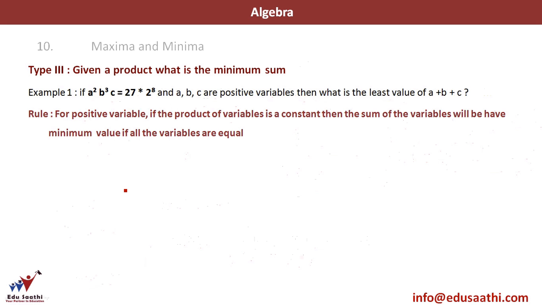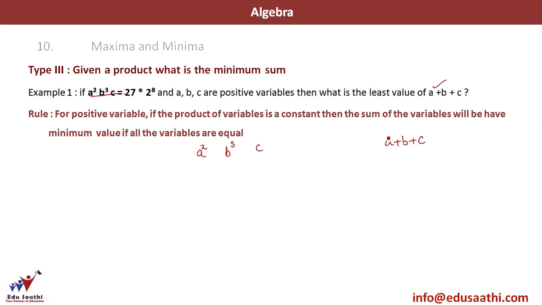Given that a square, b cube and c is equal to 27 into 2 raised to power 8, and a, b, c are positive variables, then what is the least value of a plus b plus c? That is the question that we have here. Now look at it. What I have to do here is this thing. A square is there, b cube is there and c is there. And the value that I have to find is for a plus b plus c.